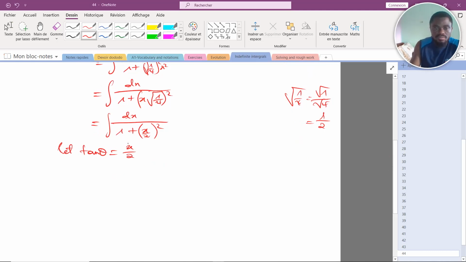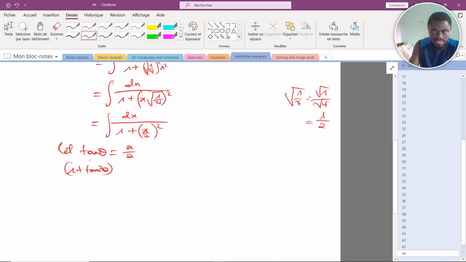I know already that where I see x over 2, I will replace it by tan theta. But what will be dx? To get dx, I differentiate this implicitly. When I differentiate this, the derivative of tan is sec squared theta, or 1 plus tan squared theta.